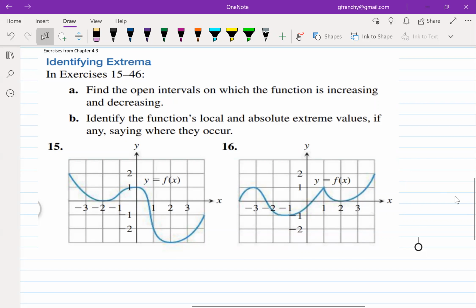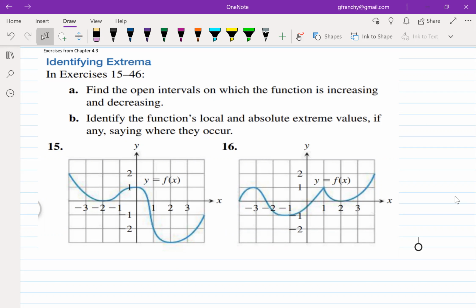Okay, we're looking at exercises 15 and 16 from chapter 4, section 3. They give us the graphs of the original function, and they want us to find the open intervals in which the function is increasing and decreasing. They also want us to identify the function's local and absolute extreme values, if any.